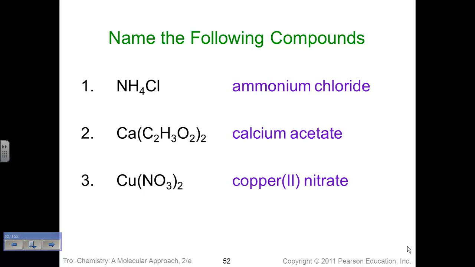Cu stands for the element copper. Copper lives right in the heartland of the transition metals. It must have a Roman numeral in its name. NO3 is a polyatomic ion called nitrate. It carries a -1 charge. NO3 is a -1. 2 groups of a -1 give me a net -2 charge.